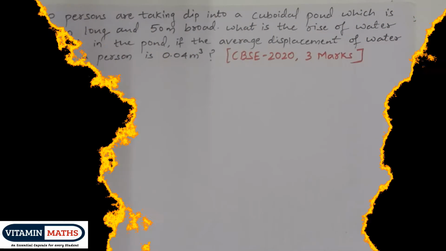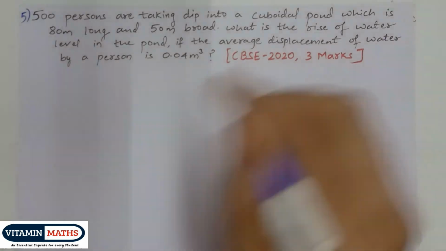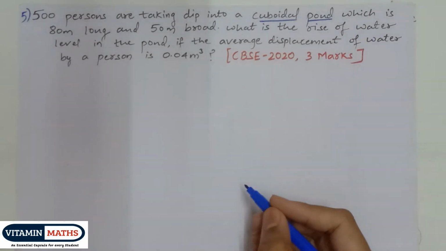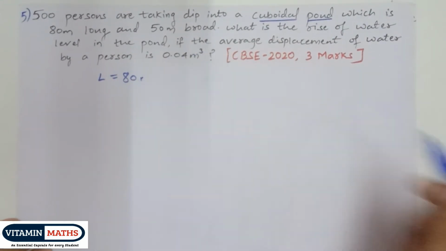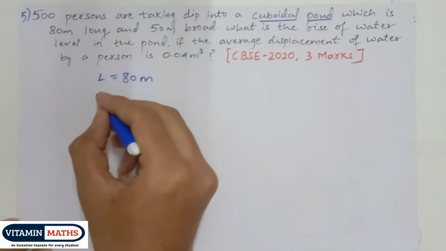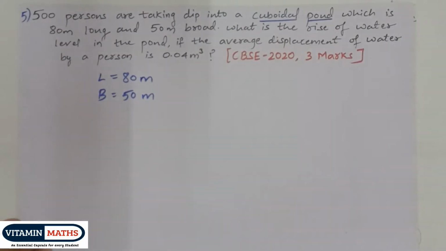Let's solve fifth question. 500 persons are taking a dip into a cuboidal pond which is 80 meter long and 50 meter broad. What is the rise of water level in the pond if the average displacement of water by a person is 0.04 meter cube?